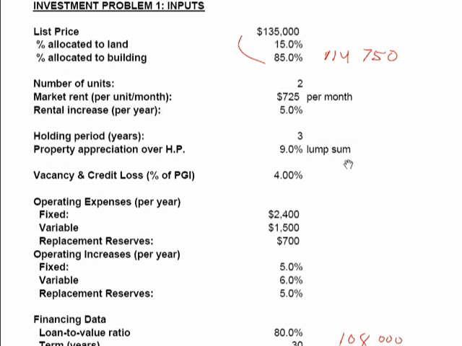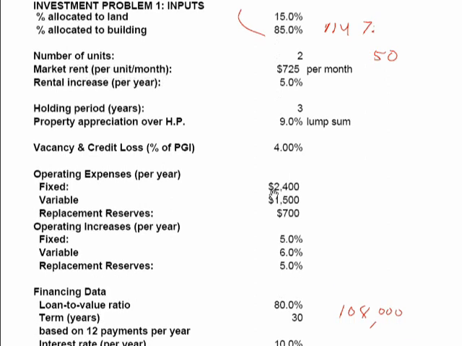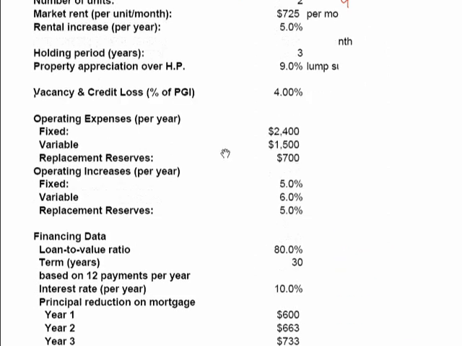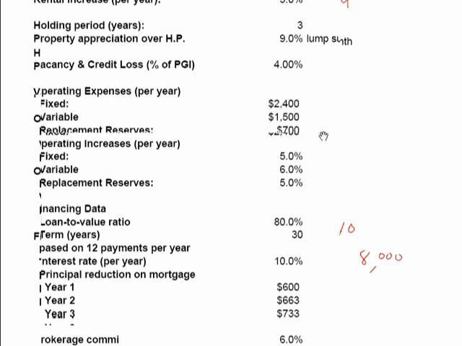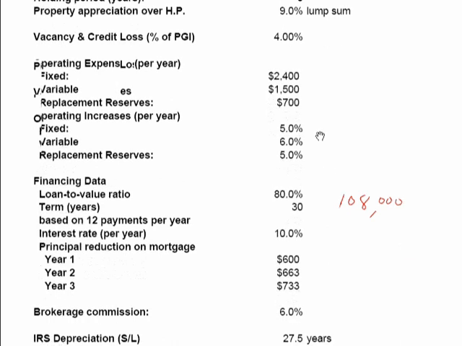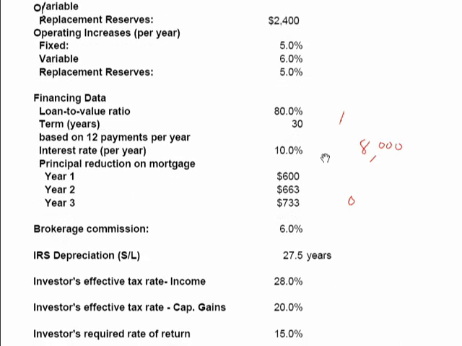The property appreciation over the holding period, 9% lump sum. The vacancy and credit loss, 4%. Our operating expenses for the first year, $2,400 fixed, $1,500 variable, $700 for the reserves. The operating expense increase per year, 5% for fixed, 6% for variable, 5% for reserves.